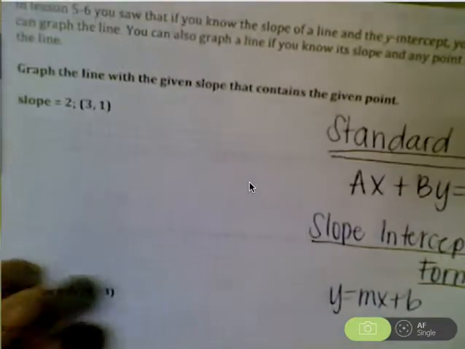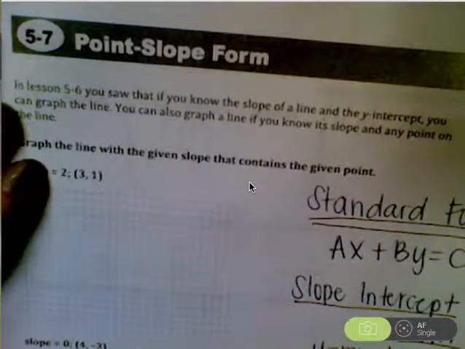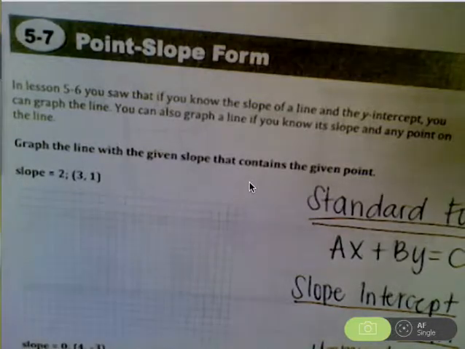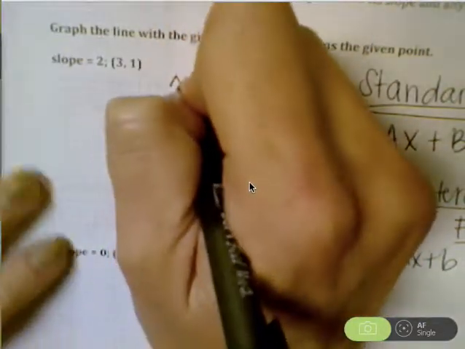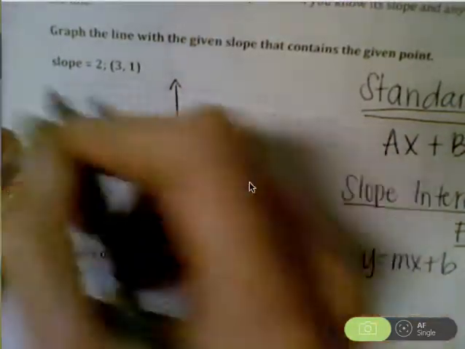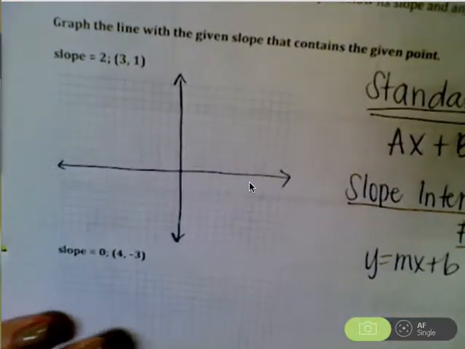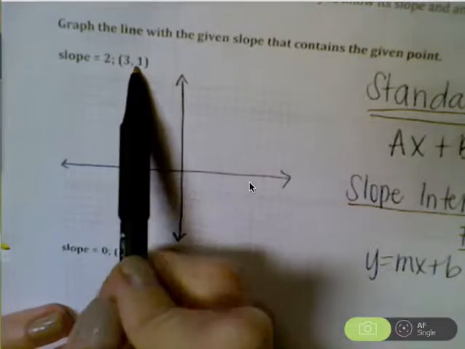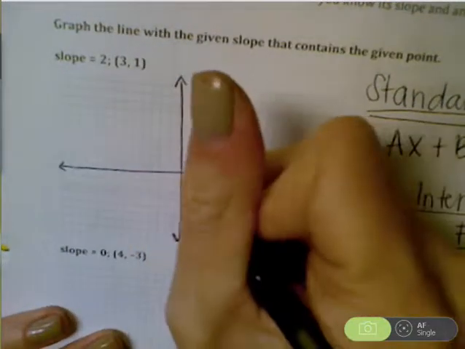Okay, so at the top it says in lesson 5-6 you saw that if you know the slope of a line and the y-intercept, you can graph the line. You can also graph a line if you know its slope and any point on the line. Graph the line with a given slope that contains the given point. So first just draw all four quadrants of the coordinate plane. And then you're going to do this exactly how we did on Friday, except instead of using the y-intercept, we're using a point. So you're going to start by graphing the point 3, 1.